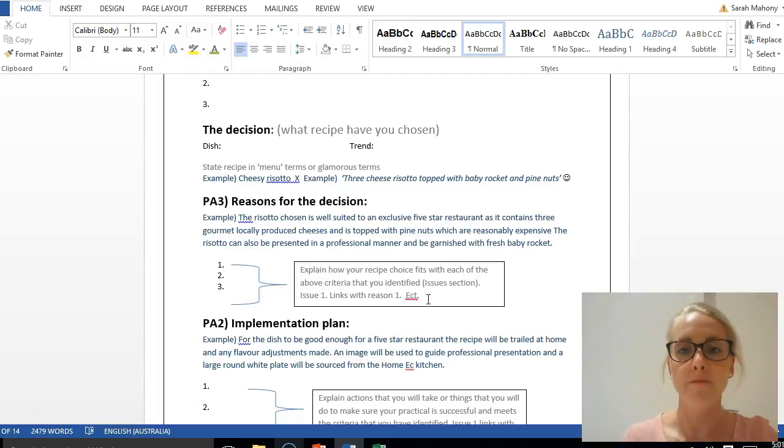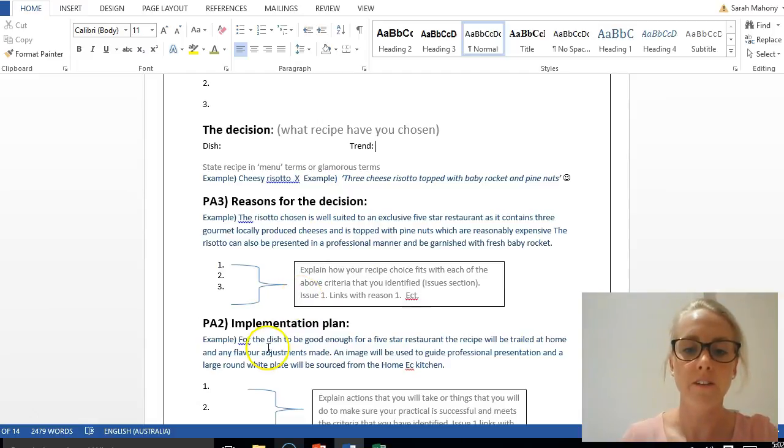So just as an example, if you had written or decided that issue number 1 was that it had to be a gluten-free dish, all right, down here under reasons for decision number 1, you need to explain how your dish is gluten-free and how it meets the criteria. Okay, for example, the dish is gluten-free because it does not contain wheat flour. Instead, the recipe utilizes rice flour. All right, so explaining why your recipe choices are suitable.